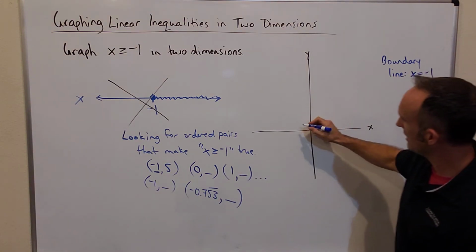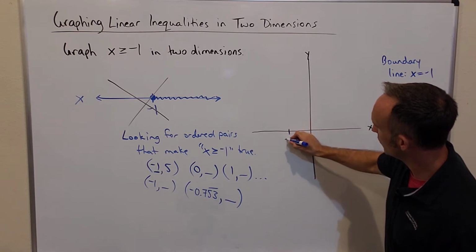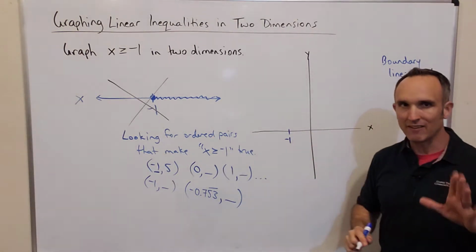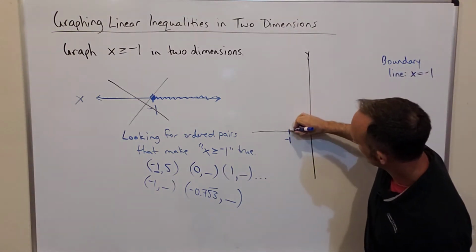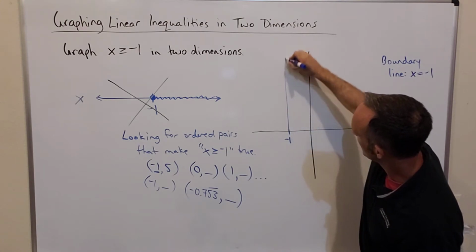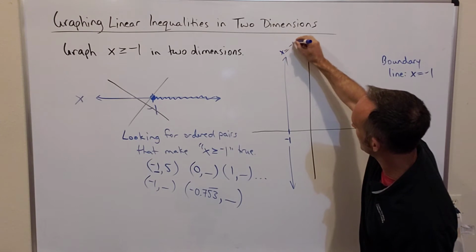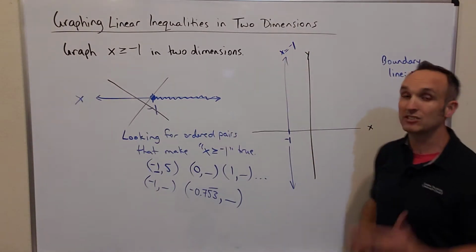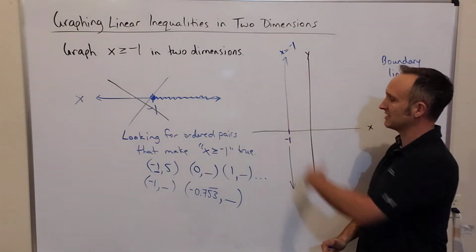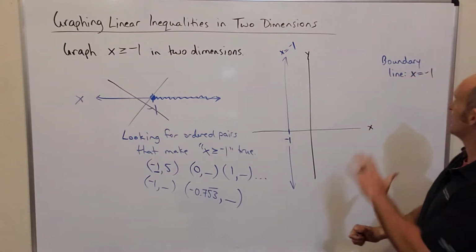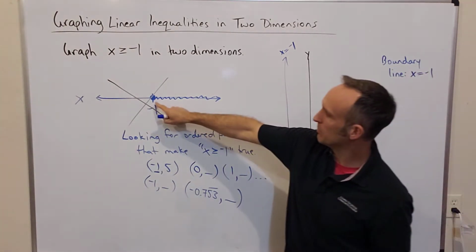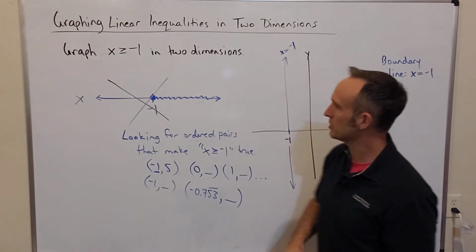So let's locate where x equals -1. Every point where x is -1 lives on this line. This is our boundary line now. This is the boundary line x equals -1. It's a vertical line that crosses the x-axis at -1. Okay, so that's our boundary. That's similar to this boundary point in one dimension.